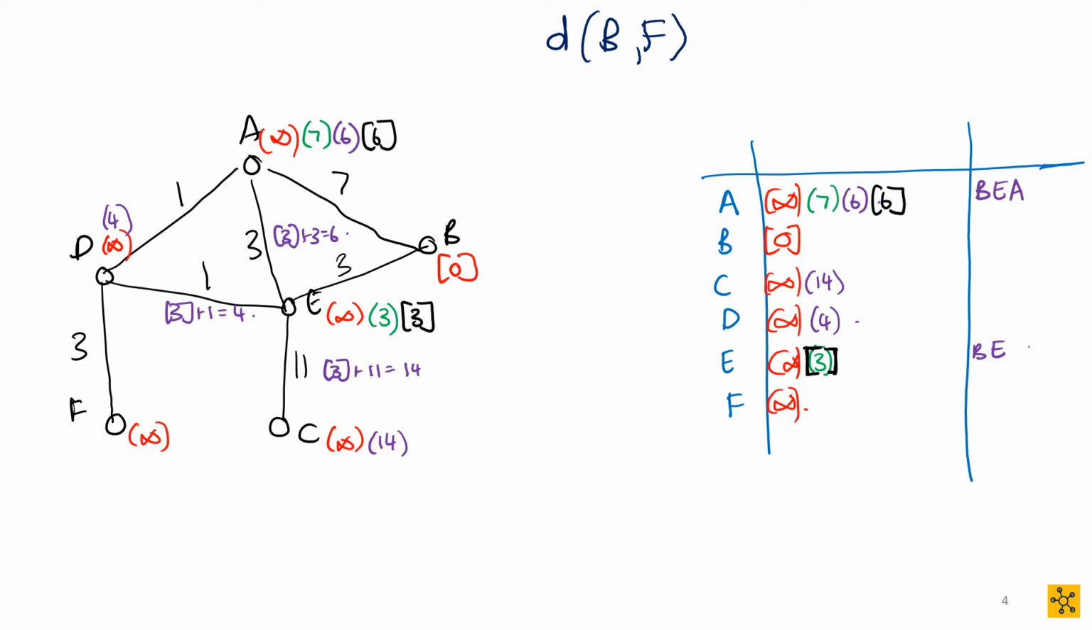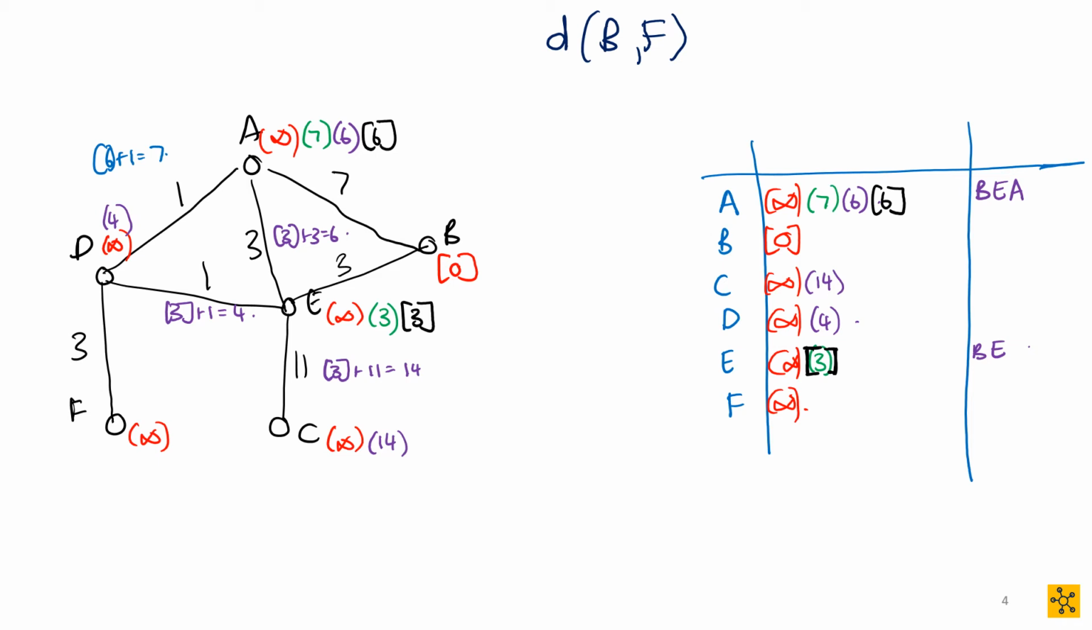We look at all its adjacent vertices and we update to C. So A, let's choose a different color. We have 6 plus 1 is 7. And that is not smaller than 4, so we actually leave D as is. Are there any other vertices adjacent to A which don't have potentials? No, so we're done. At that moment in time, we're over.